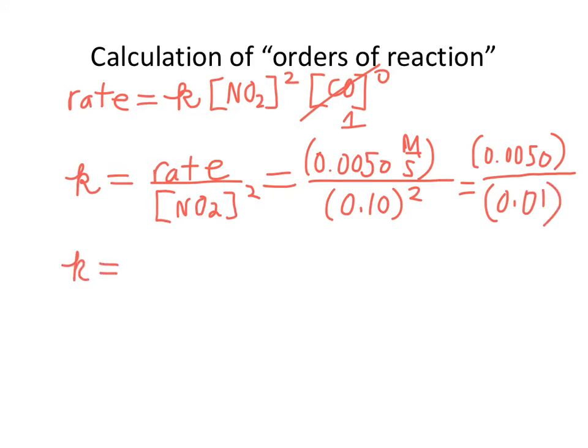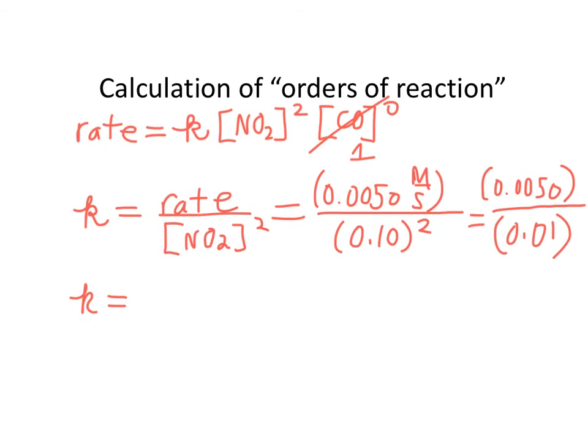K equals, so K is going to be equal to 0.0050 over 0.01, which comes out to be 0.5, and let's see. Looks like 1 sig fig will work.